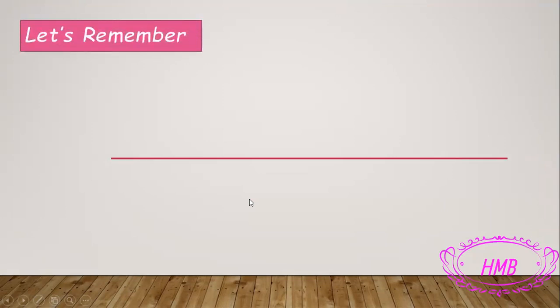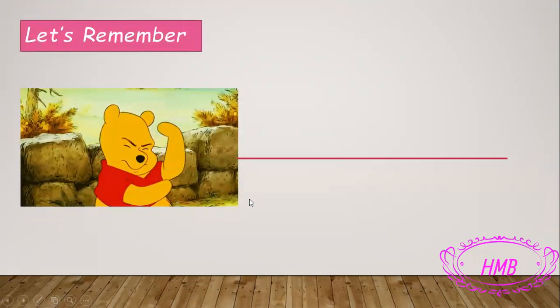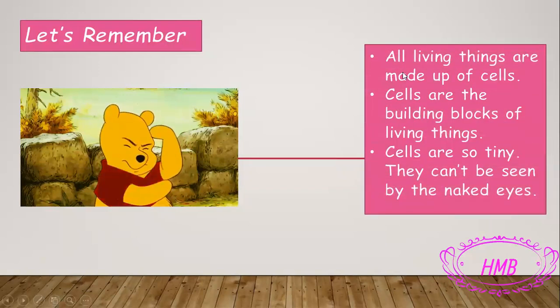At the beginning, let's remember what we took before. We studied before that all living things, either they are plants, animals, or humans, are made up of cells. Because all living things are made up of cells, that means cells are the building blocks of life. Building blocks means that they build our body so that we are alive. Cells are so tiny that we cannot see them with our eyes.